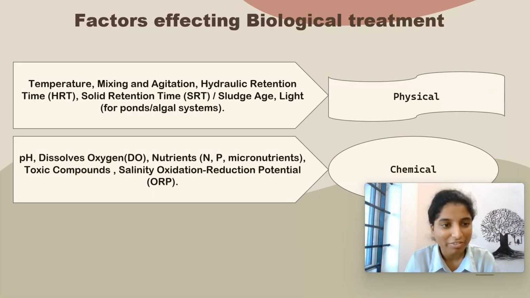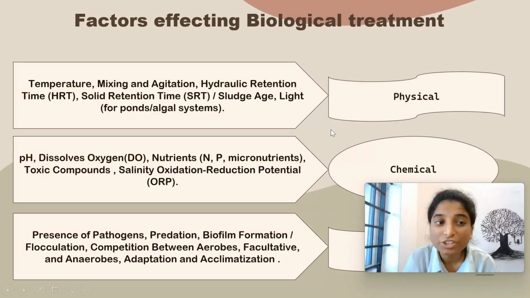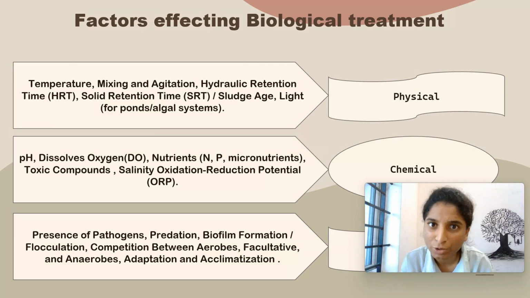So next comes the chemical factors, which include pH. Most of the bacteria will grow at a neutral pH. They won't grow at acidic or alkaline pH. Next comes the dissolved oxygen. This plays a key role. It will decide whether aerobic bacteria or anaerobic bacteria should grow. Next comes the nutrients. For the microbes to grow, they need some micronutrients such as nitrogen and phosphorus as well. Toxic compounds can inhibit our bacteria, and salinity can also act as a factor.